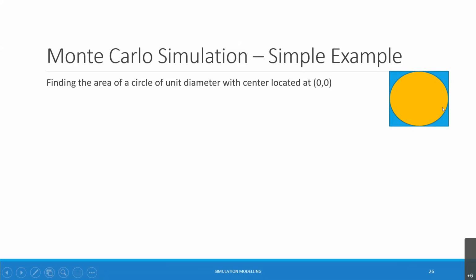Okay, I just take a square. Within the square, we are embedding this circle. It is a unit circle. This is a unit diameter circle, and this is a 1 unit square.